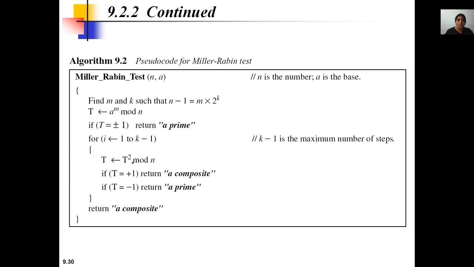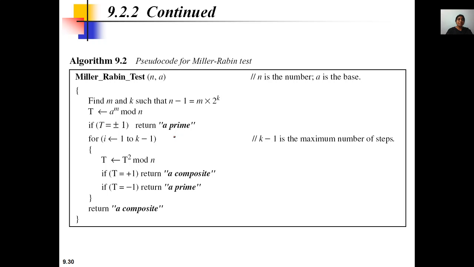finding the t value, that is, t square mod n. Now this t value, if it is plus 1, then it is a composite value, and if it is minus 1, then it is a prime number. So like this we need to find out. So whenever the value is less than or equal to 1, we use the equation t is equal to a power m mod n, and t is equal to plus or minus 1, and it returns whether it is a prime number or not.